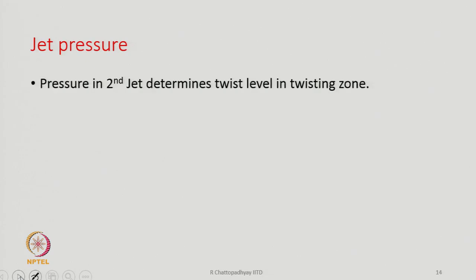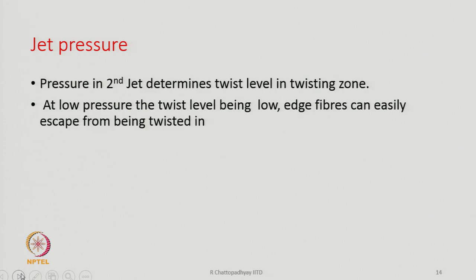The other thing is the jet pressures and parameters. Pressure in the second jet determines the twist level in the twisting zone, that is, in the spinning triangle zone. How much twist is there in the spinning triangle zone will be determined by the pressure of the second jet, the jet which is more powerful, that is actually trying to false twist the main core of the yarn. The pressure is deliberately kept on the higher side in comparison to the first jet, so that it twists the main bundle of fibers and the twist flows near to the front roller nip. So, the twist level there is determined by the pressure in the second jet: more pressure, more powerful vortex, and therefore more twist.